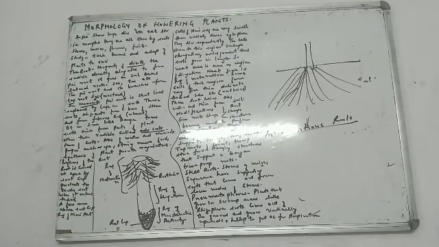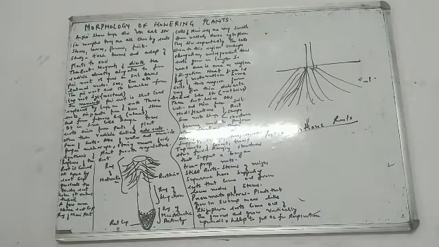Now we know this root has to enter the soil. It has to enter the soil to absorb water and minerals. But the root is comparatively very soft. So for its protection, we have this cap-like structure over here which protects it when it enters the soil to absorb the water and minerals. This is what we call the root cap. What is it called? Root cap.